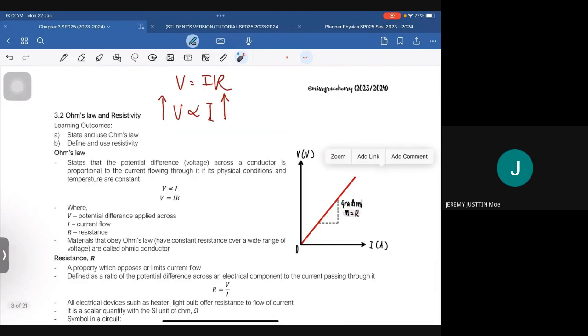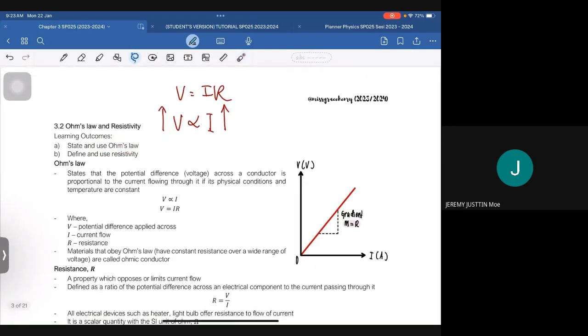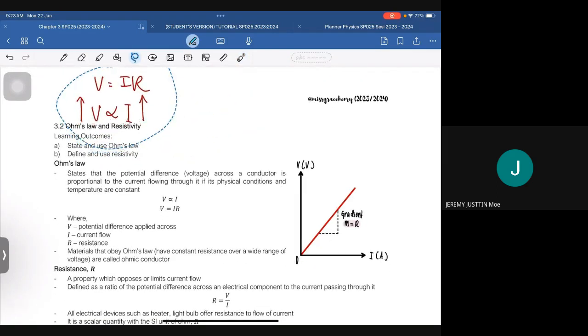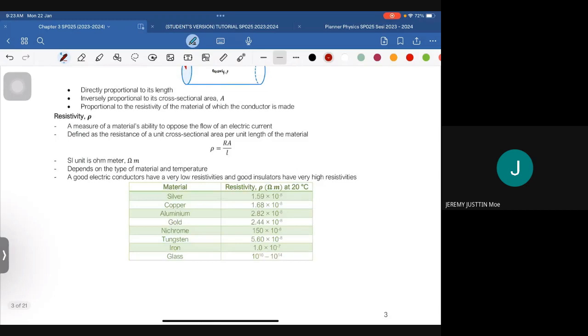Sorry, kamu ada dua benda yang kamu kena guna. Kamu kena always check your learning outcomes, okay? Apa formula yang kamu akan kena test dalam exam. So kalau kamu tengok learning outcomes here, you have to use Ohm's law, use resistivity. Meaning we ada two formulas that you have to use. V equal to IR, and then we have resistivity. Resistivity is rho lah, which is this one here.